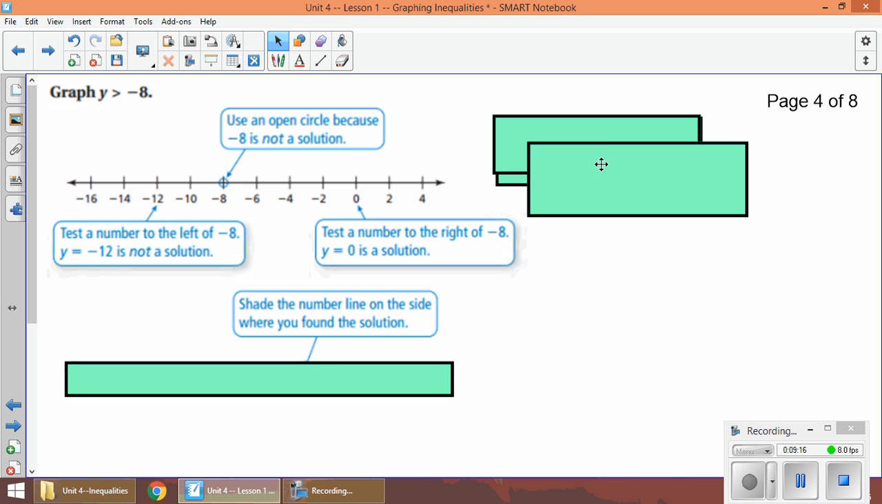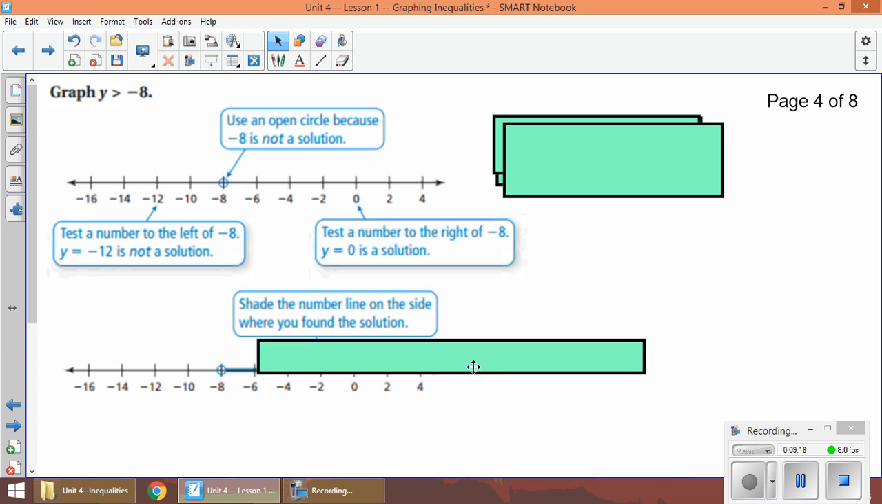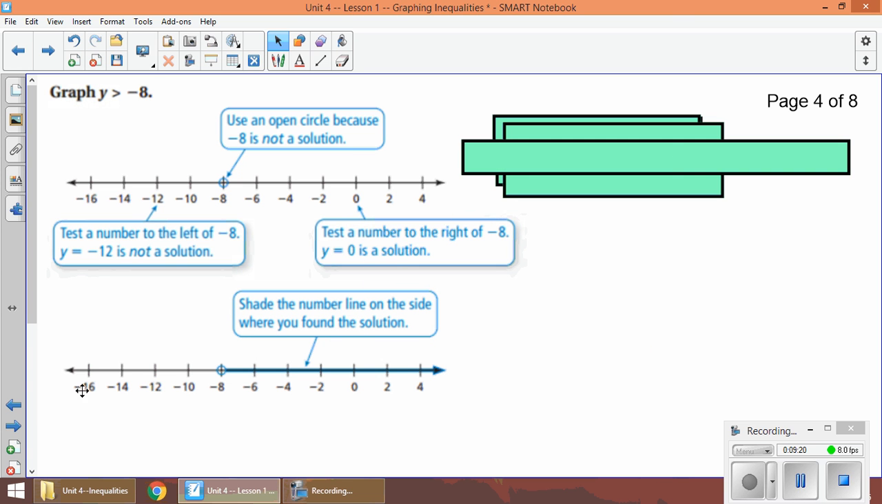Therefore, we're going to draw a number line. So copy one of these onto your notes. Open circle at -8 because my solution cannot be -8. And then we draw an arrow to the right because anything right of -8 makes this statement true.